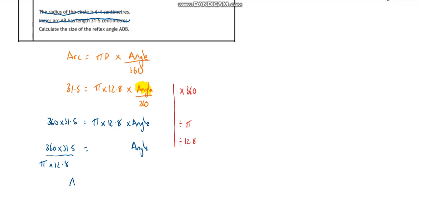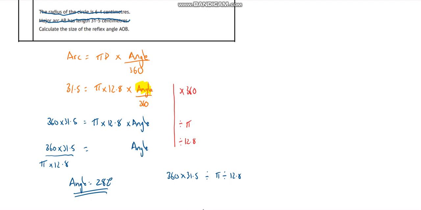And your angle, I'm going to flip it around, the angle then is 282 degrees. Fantastic. Be careful on the calculator. When I've typed this in, what I've done is 360 times 31.5, divide by pi, divide by 12.8. Because they're both divides, the other way you could do it is to write on your calculator 360 times 31.5, make sure it's in a bracket, divided by pi times 12.8 in a bracket. That's okay. What I did was I did the divide by pi, and then I did divide by 12.8, which is also okay.